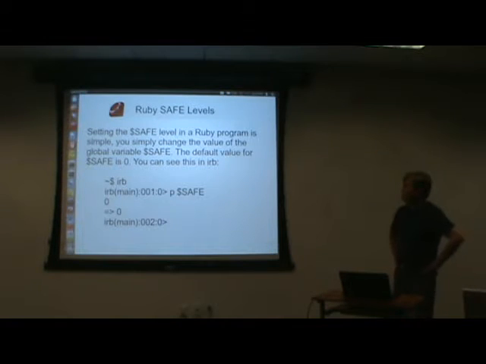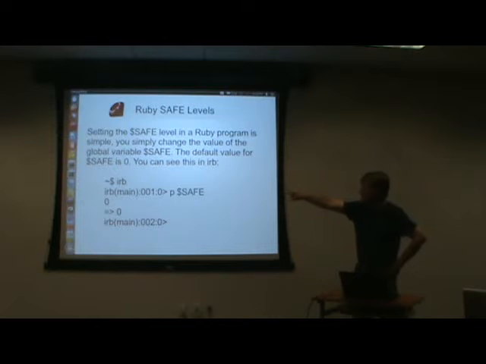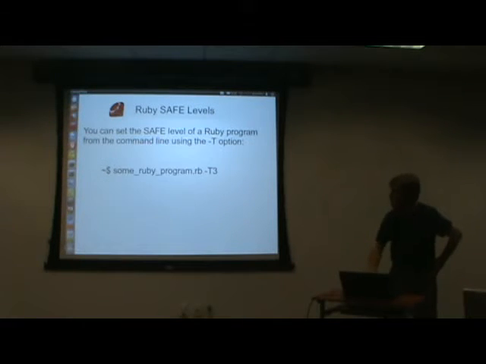So setting the safe level in the program is really simple. You have a global variable in every Ruby program called $SAFE. The dollar sign is for global variables, for those new to Ruby. And the default value is always 0. And if you go into IRB, you can do something like that, and we'll see that it's 0. That's from an actual IRB. By the way, p is like puts, only what it does is it gives you an inspect on whatever object you pass to it. So the output's a little different.